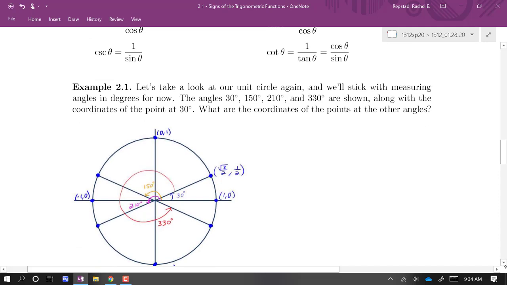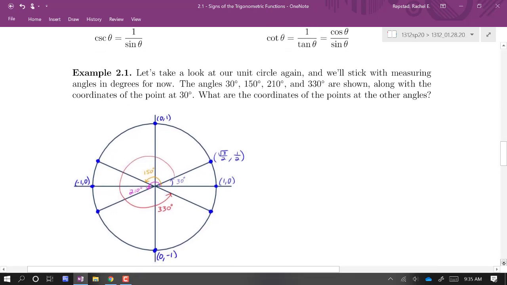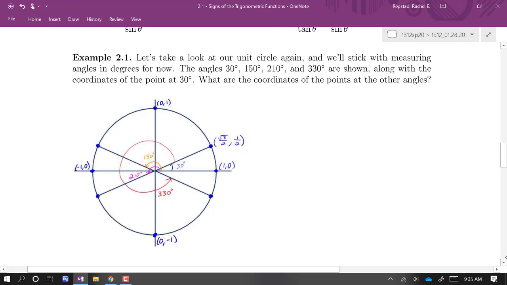So, in this first example, we've got some angles here. We've got 30 degrees, 150 degrees, 210 degrees, and 330 degrees. We've been given the values of the coordinates, this cosine and sine, for 30 degrees. So, what we're going to do is, we don't need a calculator for this at all. What we're going to do is see how each of these other angles is related to that 30-degree angle.